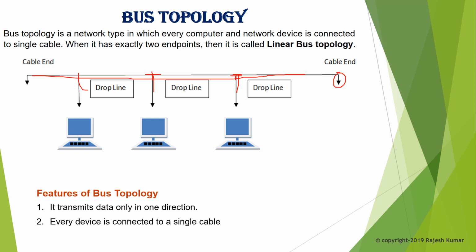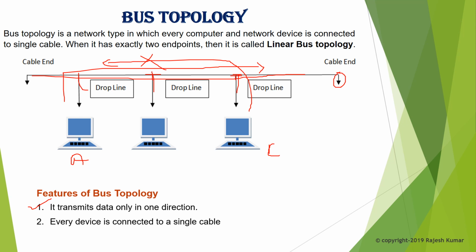Some important functions of the bus topology are that the data can only be transferred in one direction. That means if computer A has some data to send to computer C, it can send the data in this direction. While the data is being transferred this way, no other computer can send data in the other direction like this. This is not permitted.